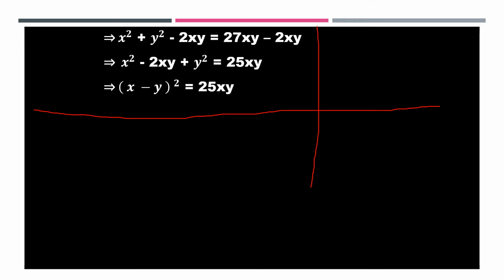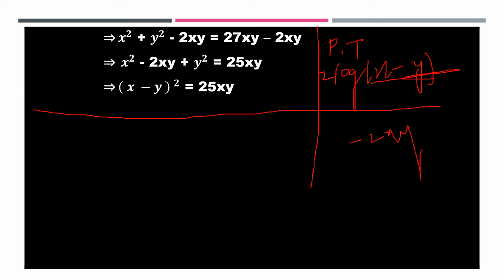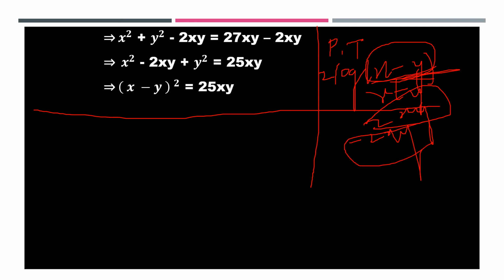Just see whatever he asked in the question, prove that. What he asked, 2 log (x minus y), right? Whenever it is log (x minus y), you should take minus 2xy on both sides. If it is x plus y, you should take plus 2xy on both sides, means you should add 2xy on both sides. Whereas if it is x minus y, you should subtract 2xy on both sides. That is the only thing you should remember here.